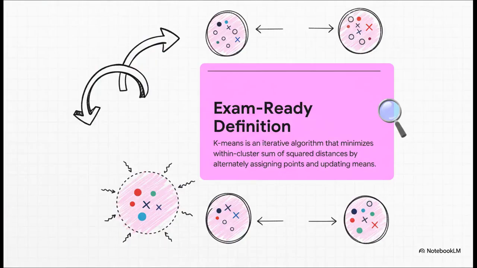Now, to put that all together into a definition you could use on an exam, K-means is an iterative, partition-based clustering algorithm that minimizes the distance within clusters by just doing two things over and over again: assigning points to their nearest centroid and then updating those centroids to their new mean.